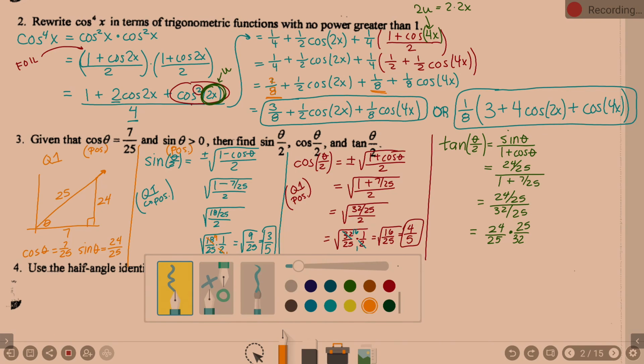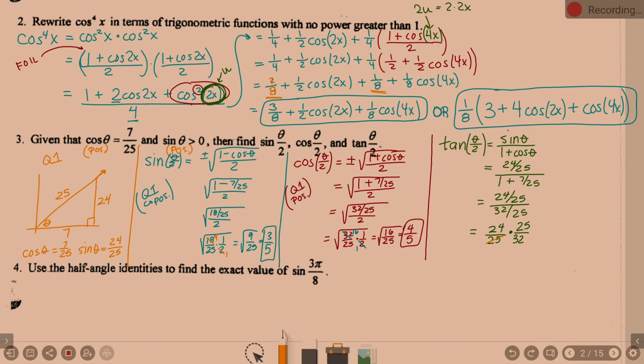25 and 25 cancel. Now, if you want to go ahead and put 24 over 32, that's fine because you're still reducing. But 24 and 32 are both going to divide by 8. 24 divided by 8 is 3, and 32 divided by 8 is 4. So we end up with, shocker, 3/4.